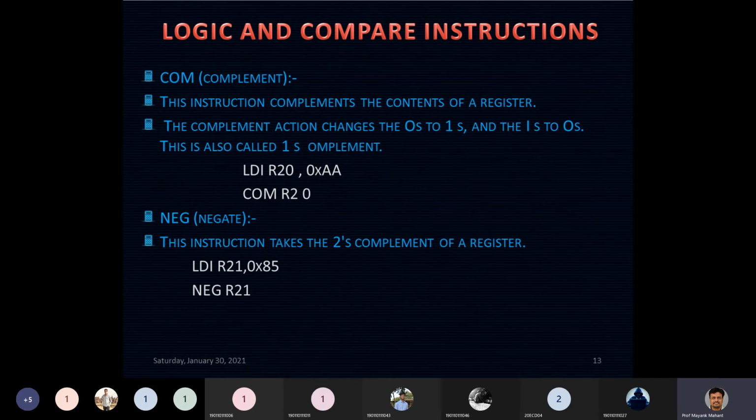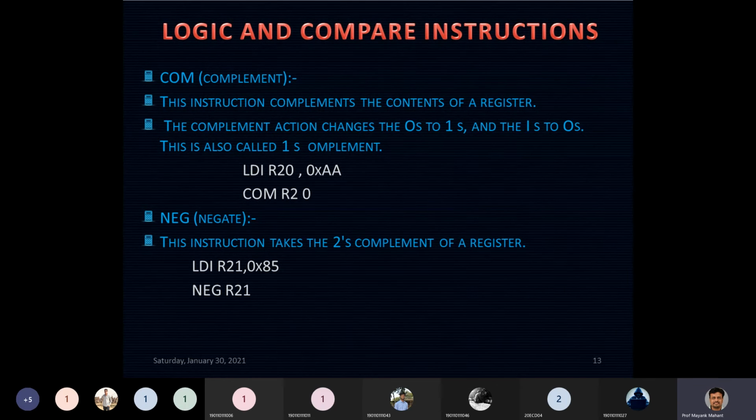The next is the COM instruction and another is the NEG instruction. The COM instruction complements the content of a register, and it is the ones complement. The complement action changes all the zeros to 1 and all the ones to 0, and it is also called a ones complement. So already we know what a ones complement is. If you want to make a ones complement of a number, then you can use COM.